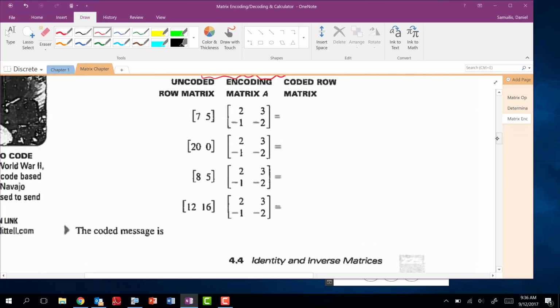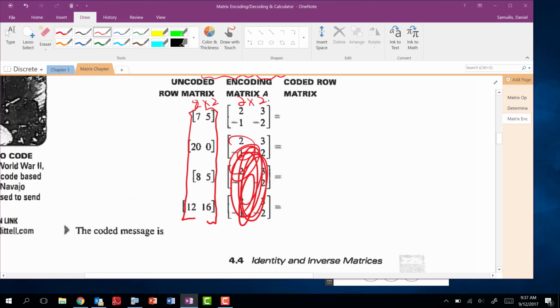All right. So now, watch how I'm going to change this. I don't like how this Algebra 2 book did this. What you should do is make this one big fat 8 by 2 matrix and multiply it by one of those 2 by 2 matrices because it works. So that's what we do. We got that "get help." We changed it into 7, 5, 20, 0, 8, 5, 12, 16.